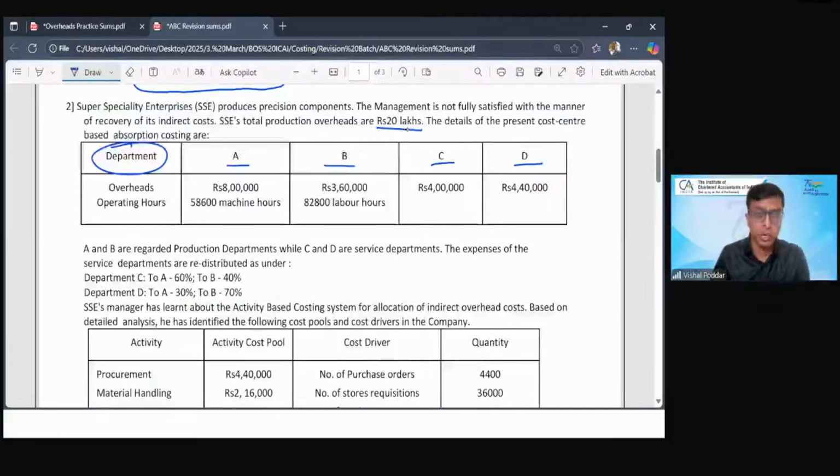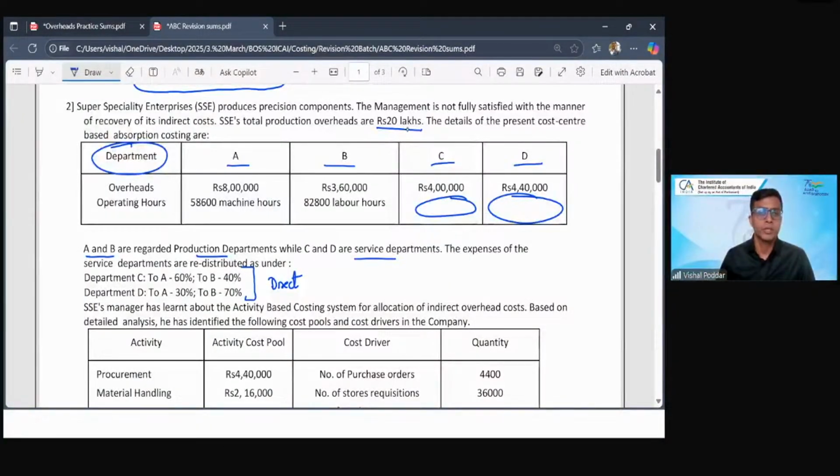Now somebody will say, sir, how do you know these are two service departments? Because the bases are not given for calculating ORR. Now, A and B are production. Anyway, they have mentioned it also. C and D are service. The expenses are to be redistributed, so secondary distribution is given. And from this, you can understand which method it is. It is only the direct method. Why? Because service departments are giving service only to production, not to the other service department. So it is the direct method.